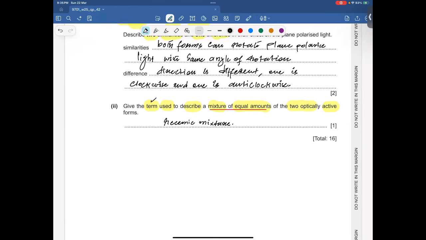So the examiner is looking for the term, so I'm not going to write equimolar mixture. But some people might write equimolar mixture also. But I believe we need to stick to this technical term, racemic mixture, instead of equimolar mixture.